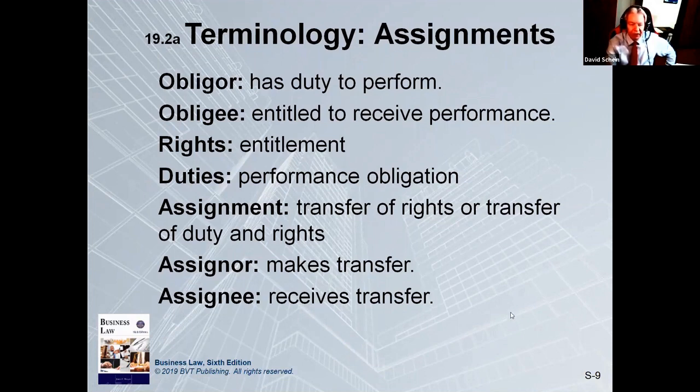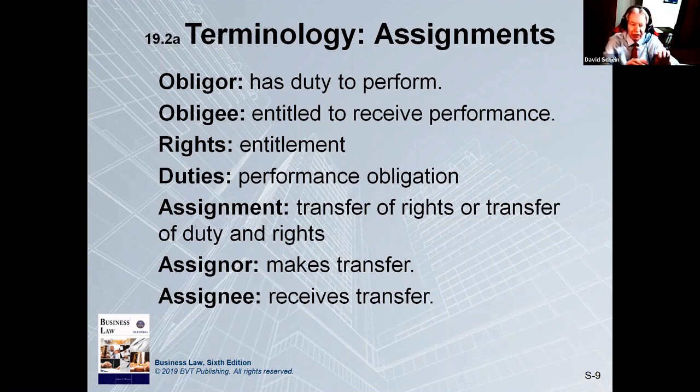So again, slide 9, I highly recommend you keep track of this slide with such a good list of definitions. Also, many students get confused on what I call the ORs and the EEs, the obligor versus the obligee. So please keep that in mind as to which direction.